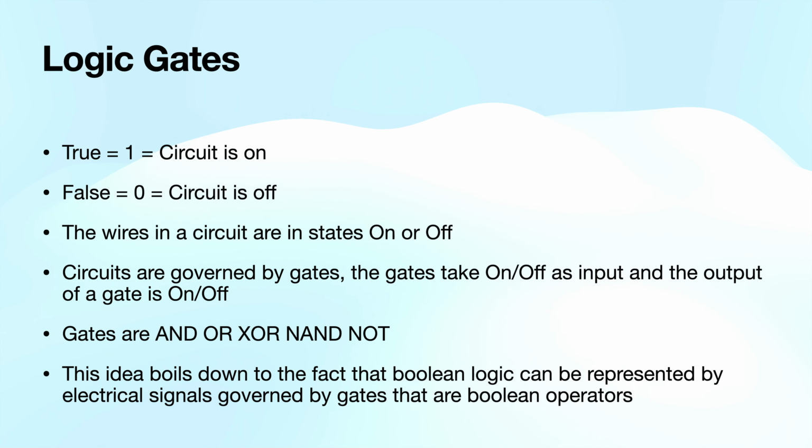Boolean primitive values can be thought of as just 1. And then same thing with false. That can be thought of as 0, and the circuit is off. So false equals 0 equals the circuit is off. So 1 is circuit on, 0 is circuit off. And then the wires in the circuit are in states on or off.